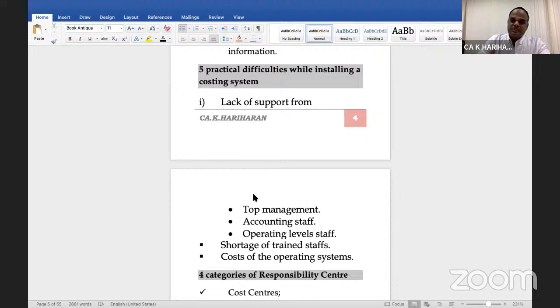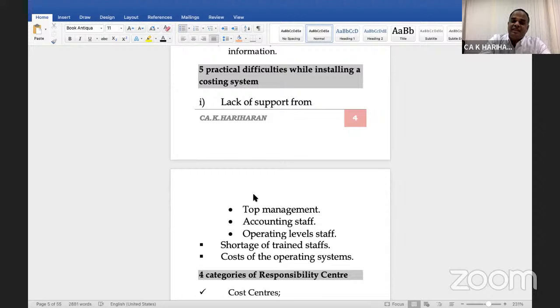People may say no for installation. One is the support we may not get from top management, accounting staff, or operating level staff. Then even if I get support, we have to do the training. Trained persons may not be there. And the cost of operating the system. To install the same, we have to incur the cost. Therefore, cost also you have to consider. These are all the factors which affect installing the cost accounting system, nothing but 5 practical difficulties while installing cost accounting system.